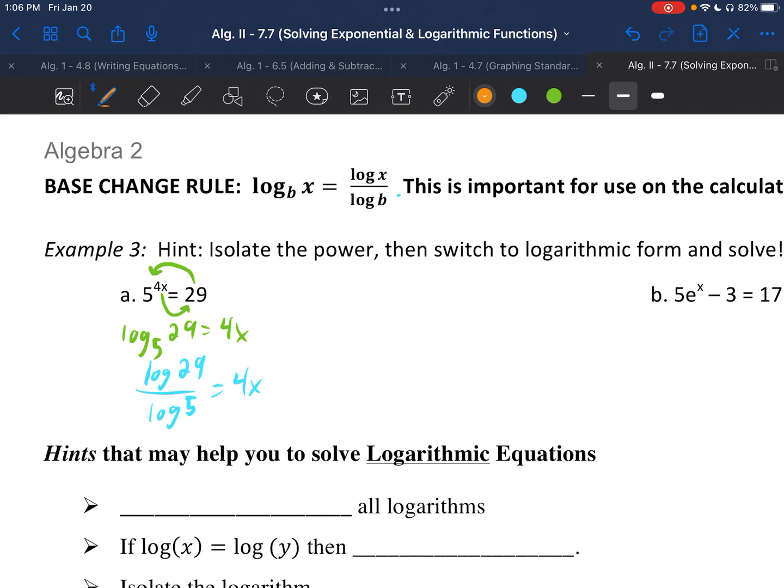Now, before we start getting a bunch of decimals going around though, I'm going to multiply by 1/4 to get my x by itself. You could divide by 4 and it's really the same thing. I'm just choosing to call it multiply by 1/4 to not make it a double-decker fraction on the left side. So type this all into your calculator, log of 29 divided by 4 times the log of 5, and you would get x to the nearest hundredth to be approximately 0.52. Once again, that's using our change of base formula that we just have up here.